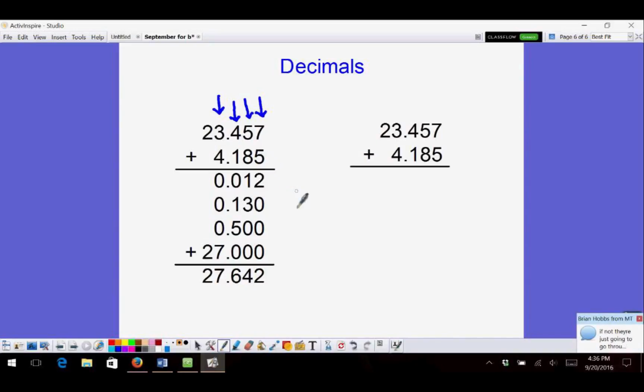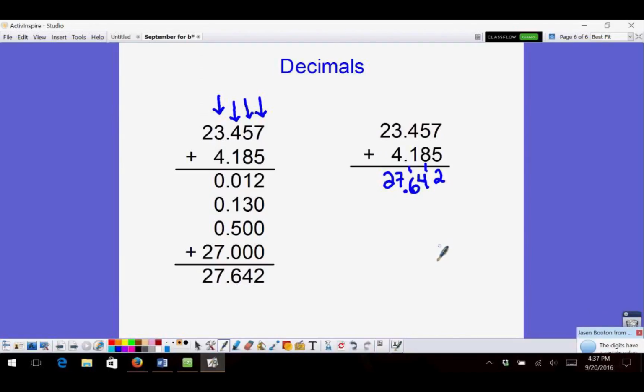So now I want to think about shorthand again. 7 and 5 is 12 thousandths. 5 and 8 is 13, so that's 14 thousandths. 4 and 1 is 5 and 1 is 6. Decimal point comes along because it helps me keep this together, and 23 plus 4 is 27.